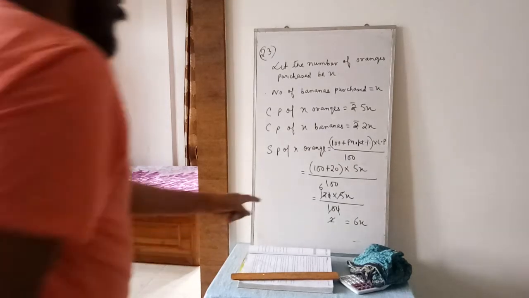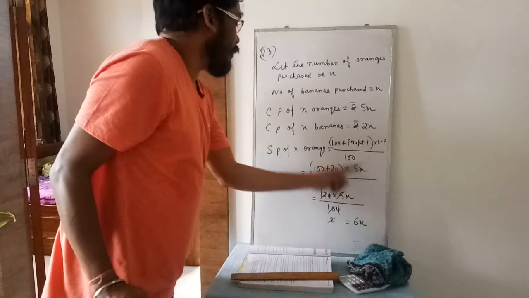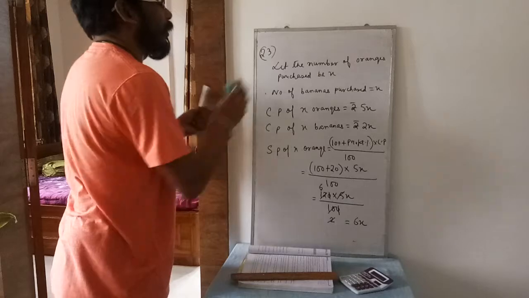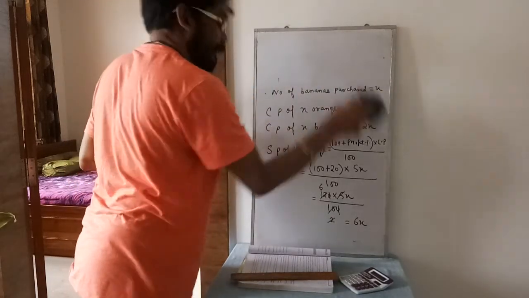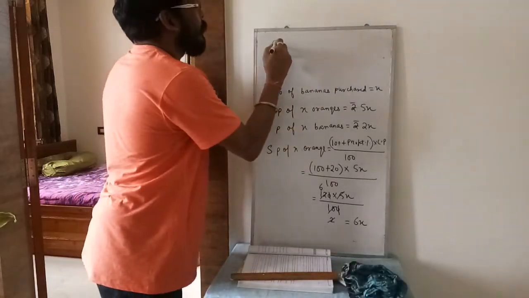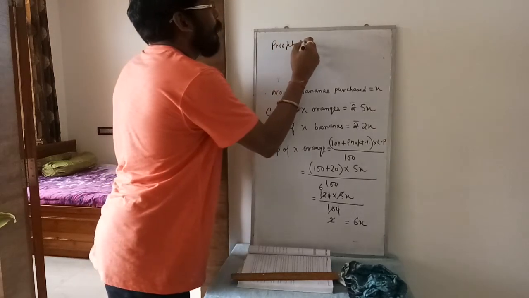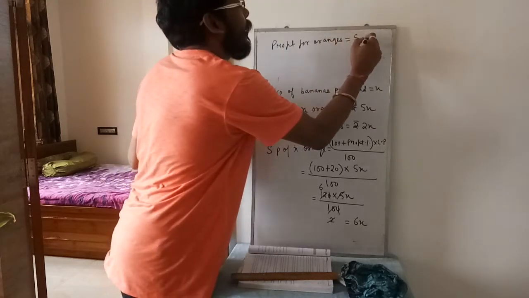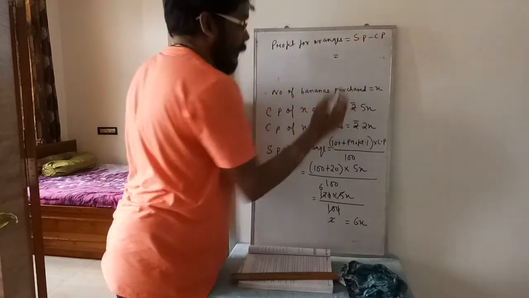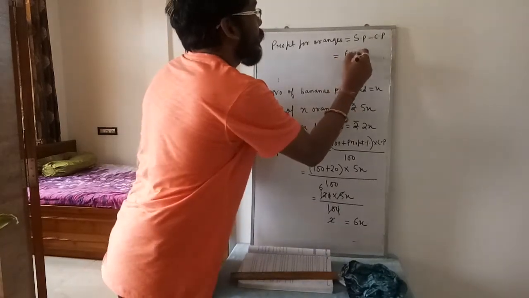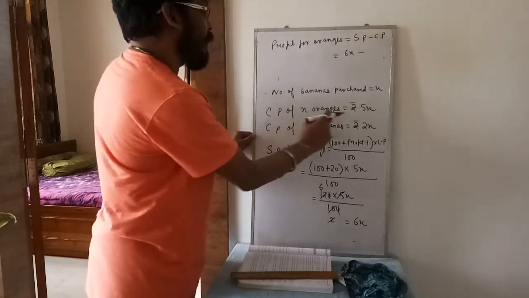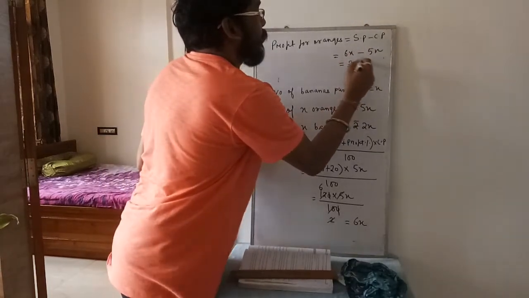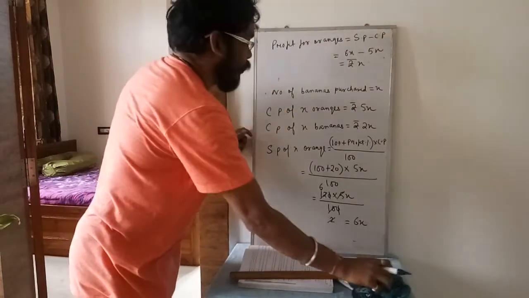This is the SP of x oranges and CP of x oranges is 5x. So I can easily find out now the profit of oranges. Profit is SP minus CP. What is my SP? It is 6x minus orange CP, which is 5x. So 6x minus 5x is rupees x. Wind is blowing, that's why you may get disturbed.